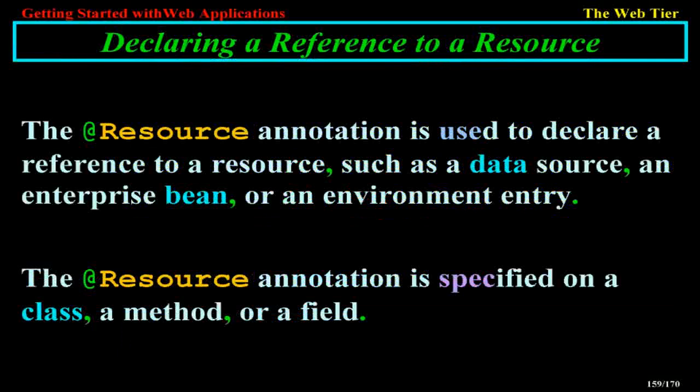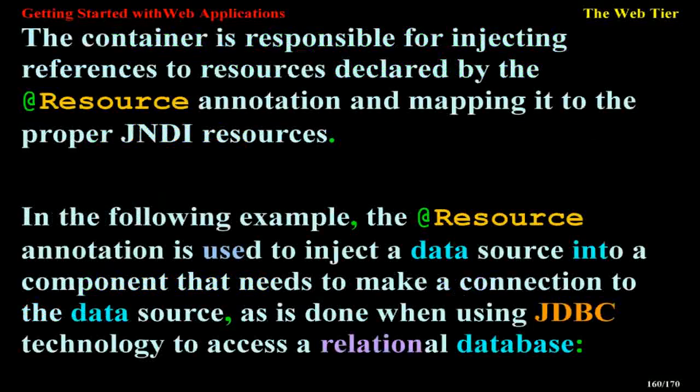Declaring a reference to a resource. The Resource annotation is used to declare a reference to a resource, such as a data source, an enterprise bean, or an environment entry. The Resource annotation is specified on a class, a method, or a field. The container is responsible for injecting references to resources declared by the Resource annotation and mapping it to the proper JNDI resources. In the following example, the Resource annotation is used to inject a data source into a component that needs to make a connection to the data source, as is done when using JDBC technology to access a relational database.